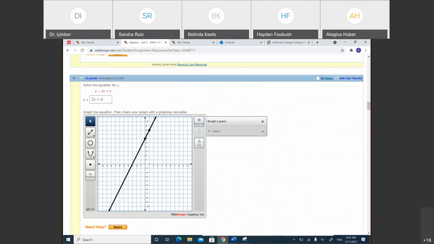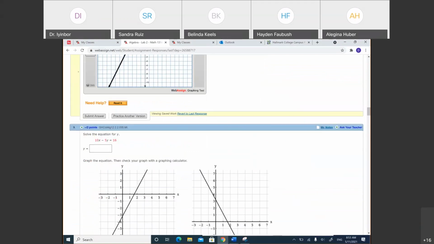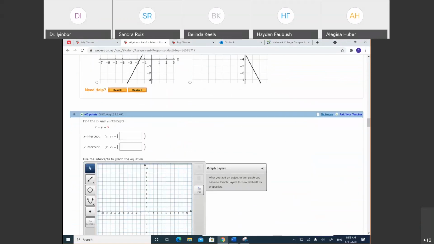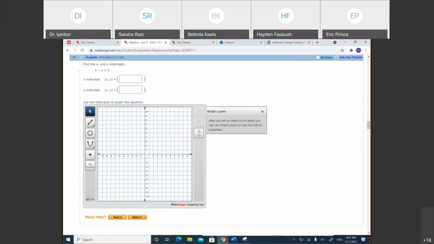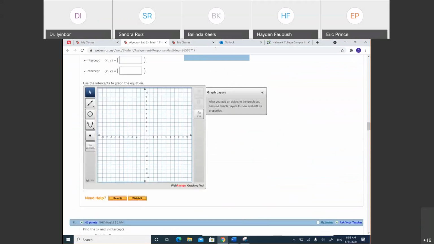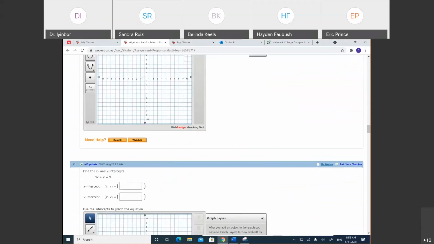No? Do you guys want another graph or are you good? I'll do one more. Let's do one with X intercept and Y intercept. So let's do this.